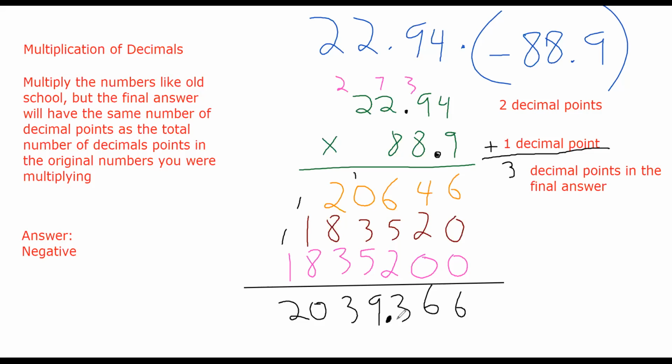Great story. All right, so is our final answer 2,039.366? Almost. But remember, the final answer needs to be negative. So the real final answer, and this is with no rounding, is negative 2,039.366. If a problem doesn't say round, don't leave off the decimals. Don't only round to 1 decimal point. No, no, no. Put it all there unless it says otherwise.